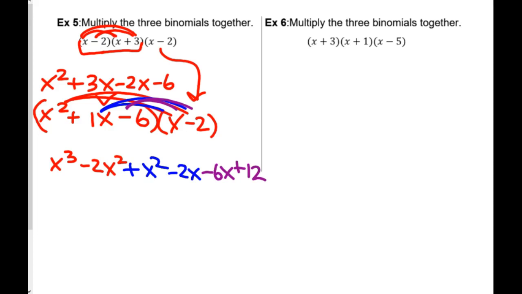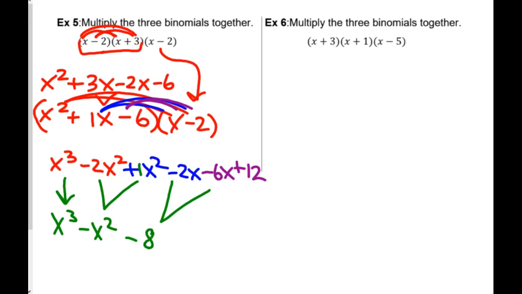Combine like terms, very good. So bringing stuff down, one term, and these two combine. Negative 2 plus 1 is negative 1. Okay, and then negative 2x minus 6x is negative 8x. And then plus 12. So multiplying 3 binomials gave me a 4-termed polynomial. All right. Now, do you get the idea?